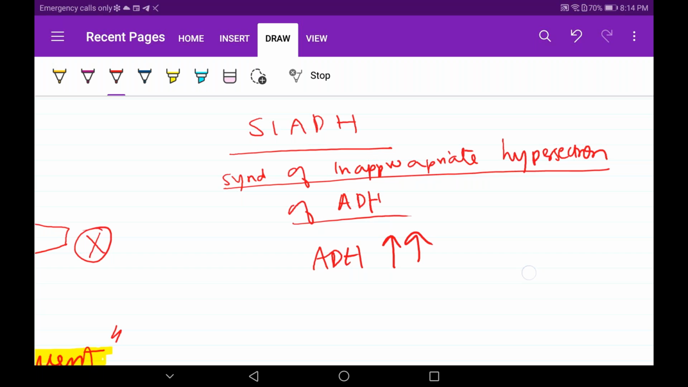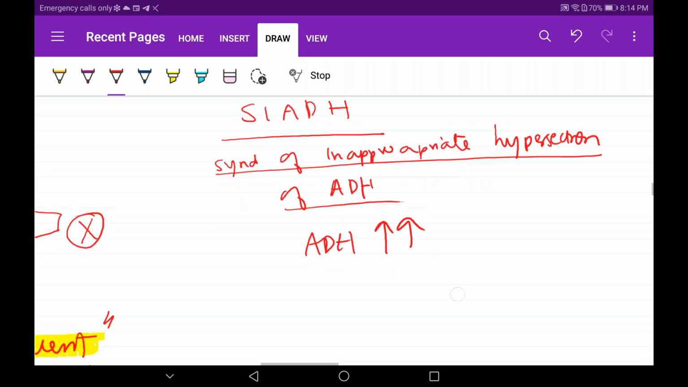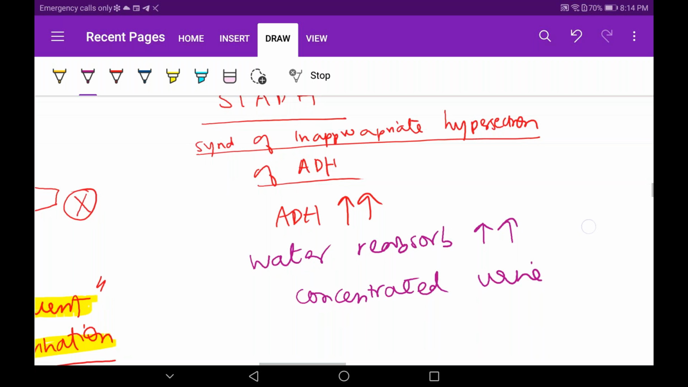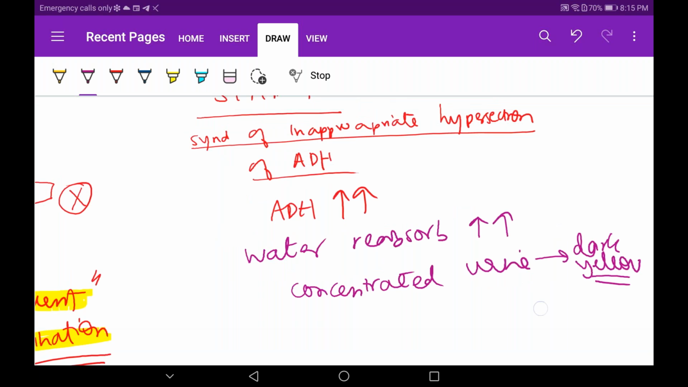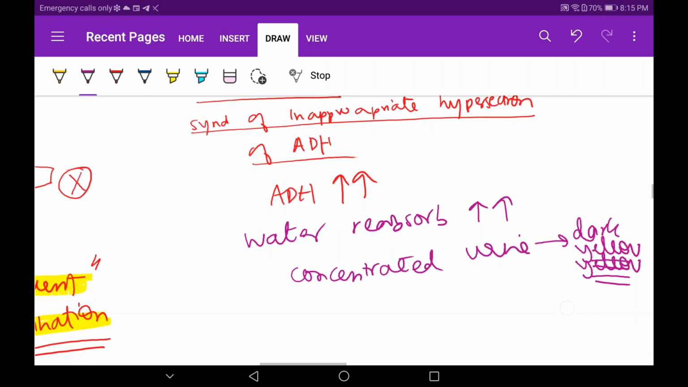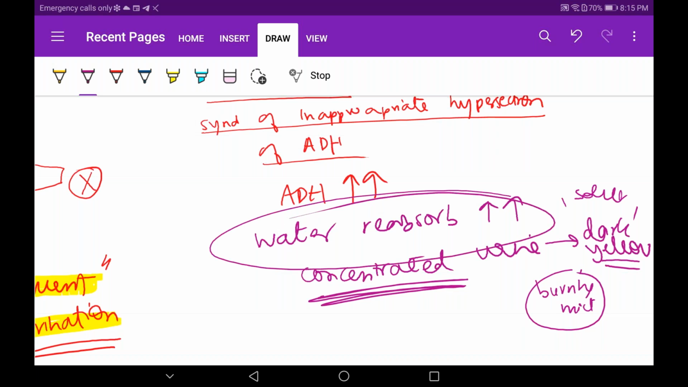So what will happen if ADH is being produced a lot? Simple function: it will cause a lot of water to be reabsorbed. Since a lot of water is getting reabsorbed, this fellow will have such highly concentrated urine that he will complain about dark yellow urine. He will also sometimes, not always, complain of burning micturition. It's rare, but the most important complaint will be dark yellow urine. Why? Concentrated urine, only solutes will be there. Almost all the water is getting reabsorbed. Understood, the syndrome of inappropriate hypersecretion?